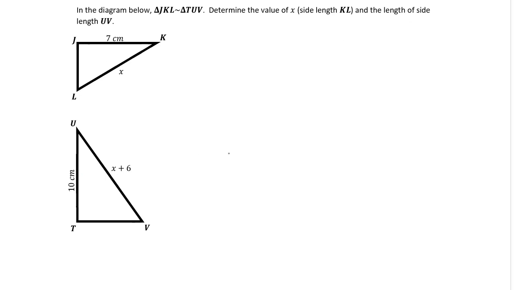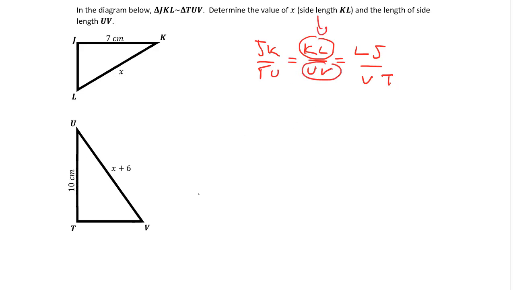For this next question, we're told that triangle JKL is similar to triangle TUV. So let's start off by writing our proportional statements. We know that JK over TU is going to equal KL over UV, and that's also going to equal LJ over VT.